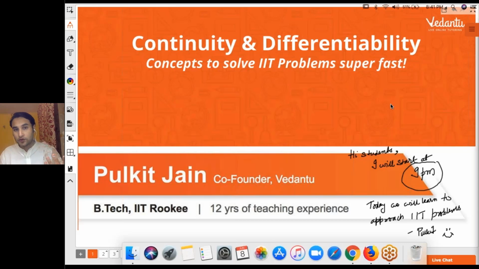If you know those things, it will be better, but I'll try to give those concepts to you, and you'll realize that so many problems of IIT, of mains and advanced level, you will be able to solve without writing any expression or equation. So a quick revision and some concept building here.